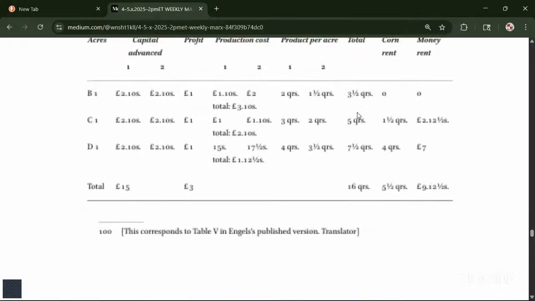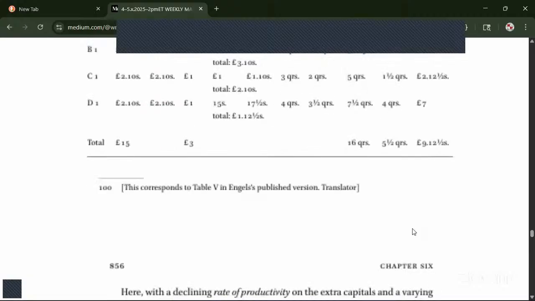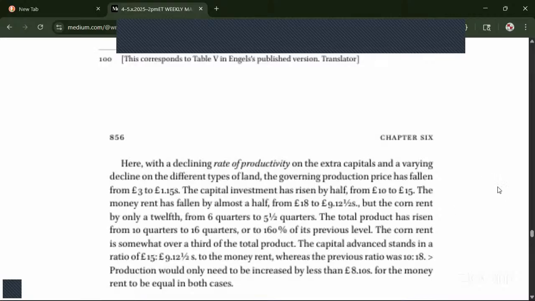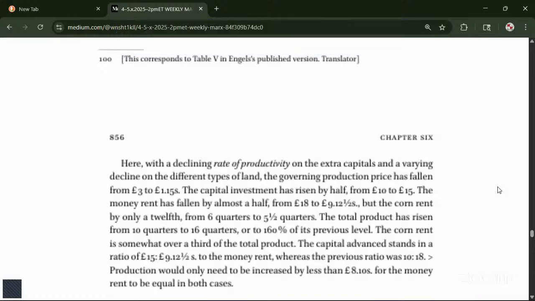And this corresponds to Table 5 in Engels' published edition, page 856 here. With a declining rate of productivity on the extra capitals and a varying decline on the different types of land, the governing production price has fallen from 3 pounds to 1 pound 15 shillings. The capital investment has risen by half from 10 to 15 pounds. The money rent has fallen by almost a half from 18 pounds to 9 pounds 12 and a half shillings, but the corn rent has fallen by only a twelfth, from 6 quarters to 5 and a half quarters.